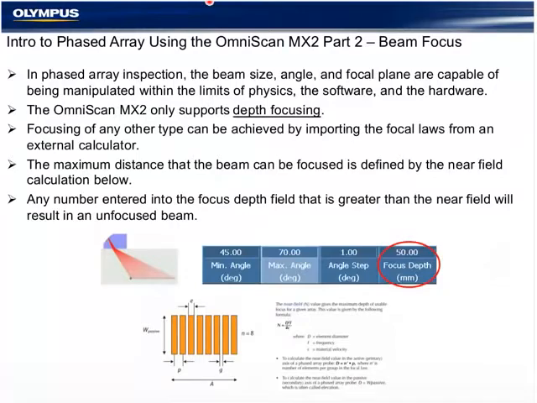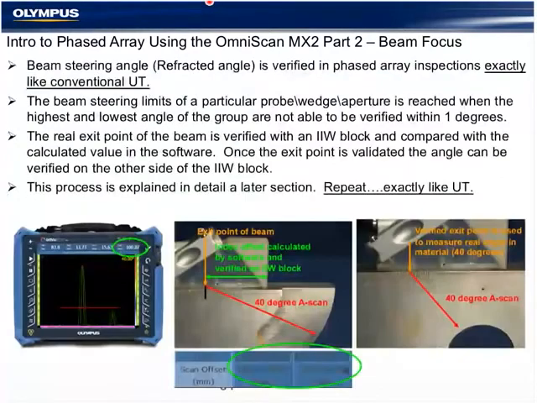The beam exit and beam angle, how do you know if what you are asking from the software is really what is reflected in the material that you're inspecting? How do we verify the beam parameters for what we're asking for and what we're getting from the instrument and software? And the answer is exactly like conventional UT.